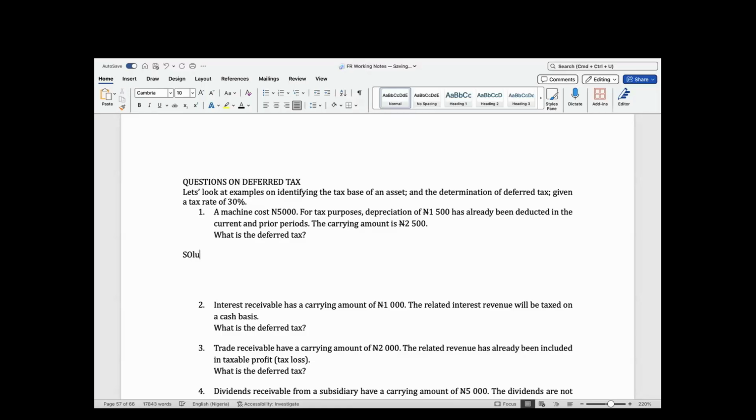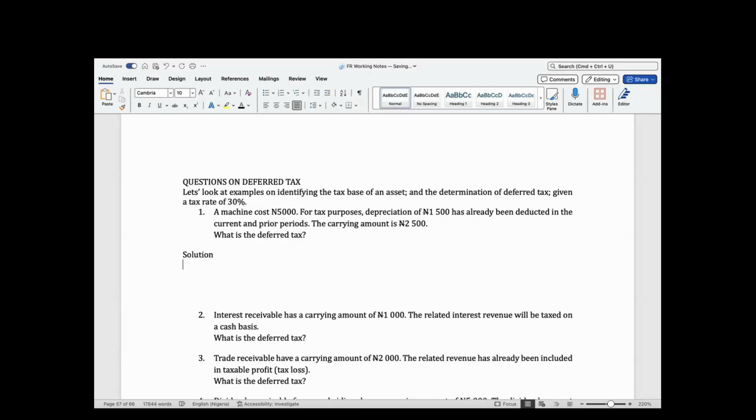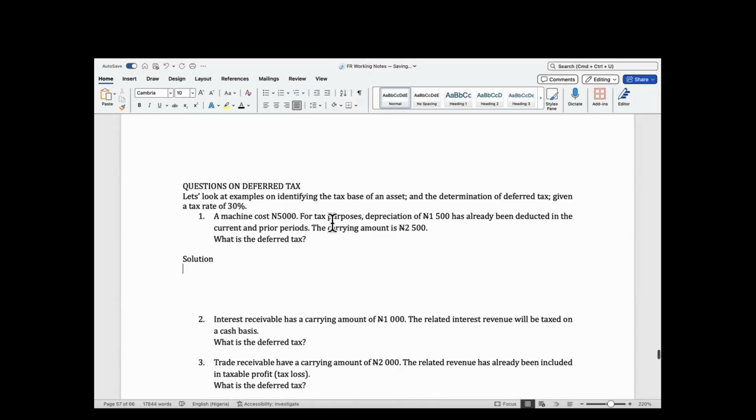Okay. So in this case, let me show you how deferred tax is actually determined. A machine costs 5,000. For tax purposes, depreciation is this, showing that this is the tax depreciation, the capital allowance. When you say for tax purposes, depreciation is this, it does not mean accounting depreciation anymore, but rather it means tax depreciation or capital allowance. So of course they will have deducted it, but they told us that this is our carrying amount.